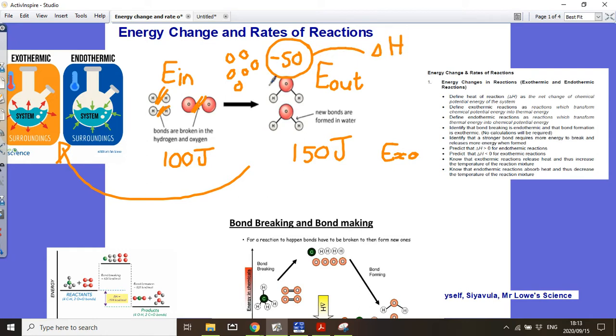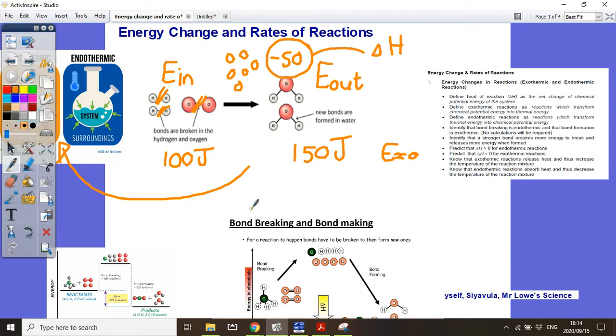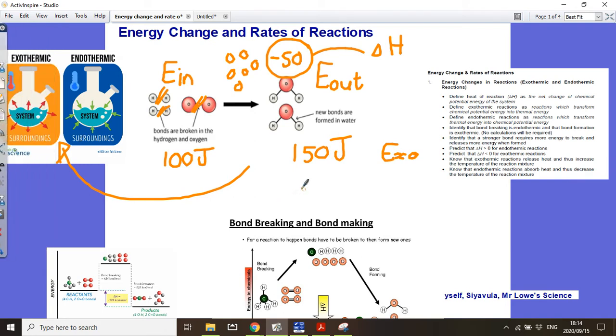So it's the potential energy of the chemicals, not the environment. We're interested in the chemicals. If the chemicals themselves have lost energy to the environment, then that is our delta H value. And if it's negative, then we're always going to have an exothermic reaction, because if the chemicals lost energy, the environment gained that energy, and therefore when you touch it, it's going to be hot.